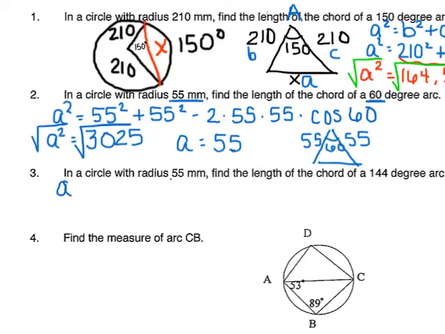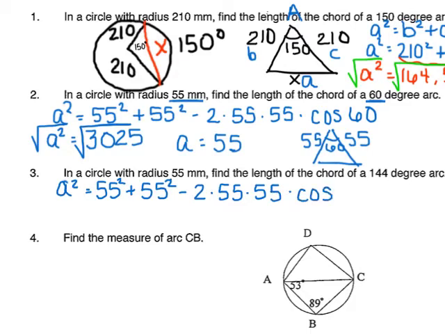So a squared equals 55 squared plus 55 squared minus 2 times 55 times 55 times cosine of 144. Now this one's not going to come out to be equilateral because we're not working with a 60-degree angle.